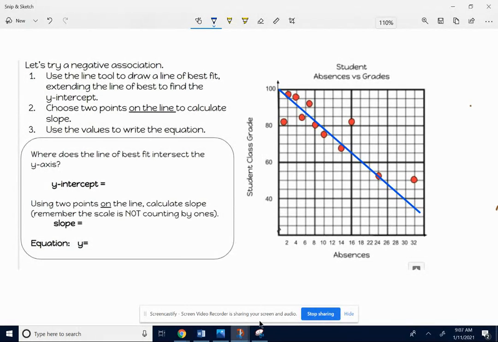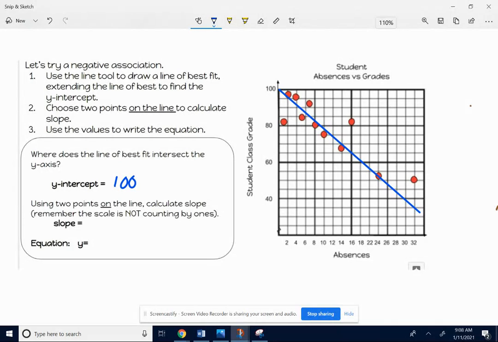So it looks like the more absences a student has, as you go from left to right on your graph, the grades are falling. So maybe, at least in this particular situation with these students, that's what's happening. The more that they're absent, the lower their grades are, in general. To find the equation, we need the y-intercept and the slope. The y-intercept of my line may not be the same as yours. Mine is almost exactly 100.